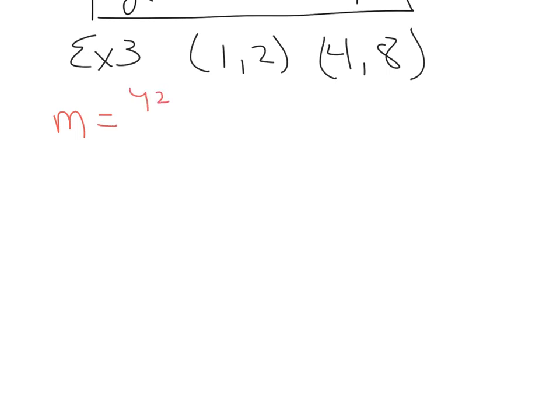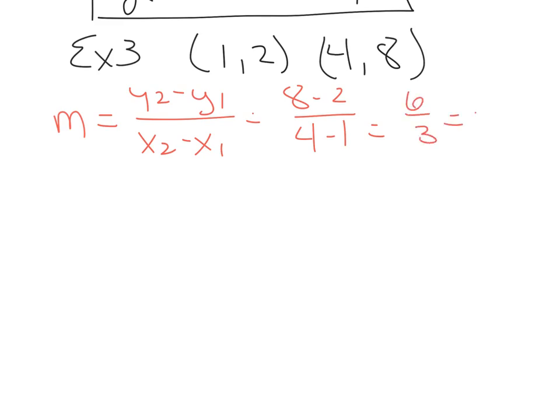Slope is y2 minus y1 over x2 minus x1. And of course this is x1, y1, x2, y2. So y2 minus y1 will be 8 minus 2 over 4 minus 1. That's 6 over 3, or 2. So our slope is 2. And we're going to fit that into that point slope formula, which I'm going to write again. y minus y1 equals m times x minus x1.